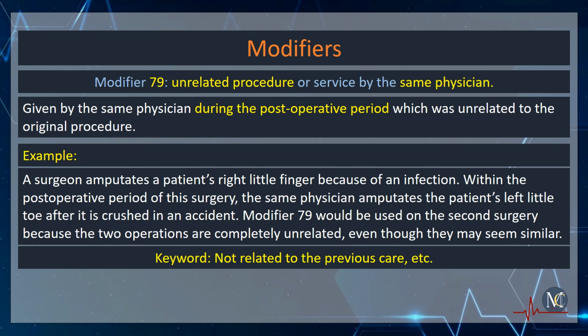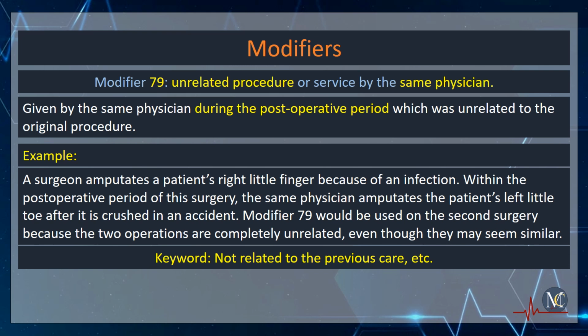Modifier 79. CPT modifier 79 is used in healthcare billing to indicate an unrelated procedure or service performed by the same physician during the postoperative period. The subsequent service is distinct and not directly related to the initial surgery.